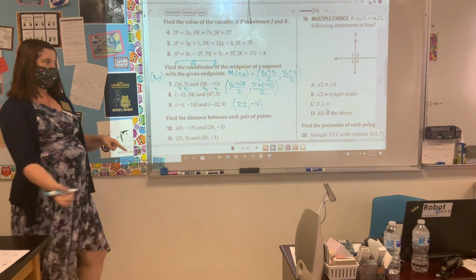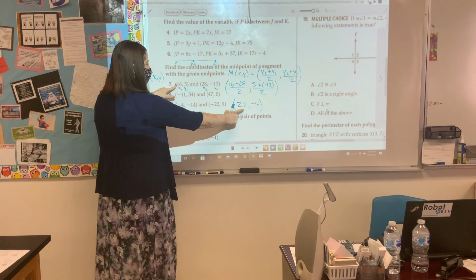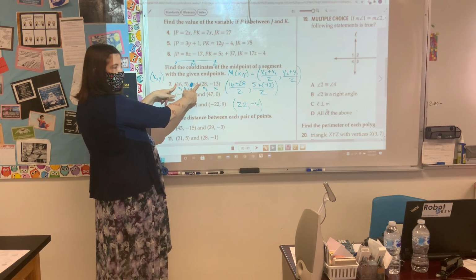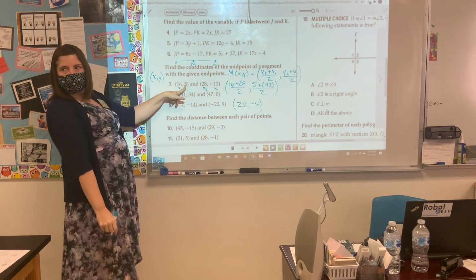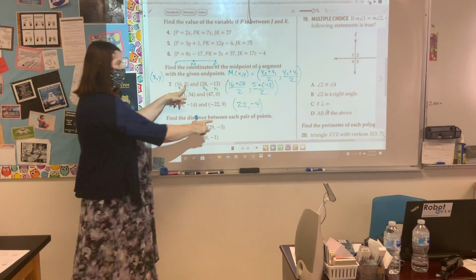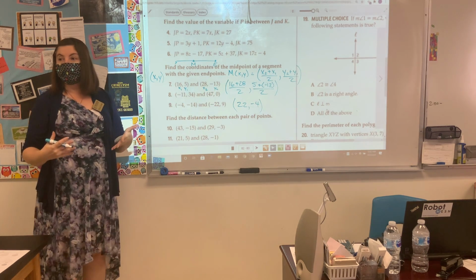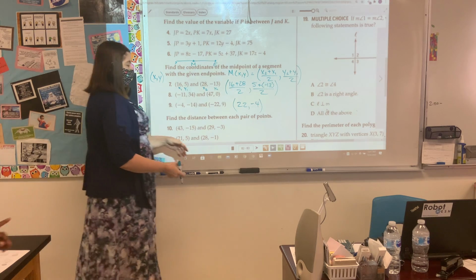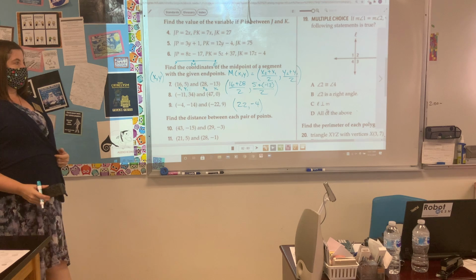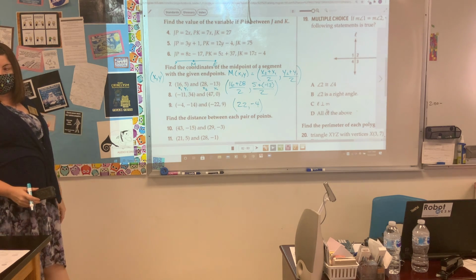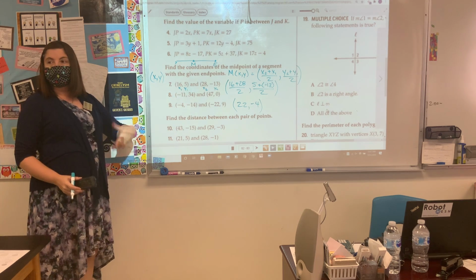Now let's go back and double check. Between 16 and 28, does 22 sound like the middle of those 2 points? Yes. Okay, how about 5 and negative 13? Negative 4 is in the middle. Yes. If one of these numbers doesn't show up in between, you've done it wrong. So basically, when you get the wrong answer, go back and double check your work. If you're looking for a midpoint and it's not in between, you've done something wrong.